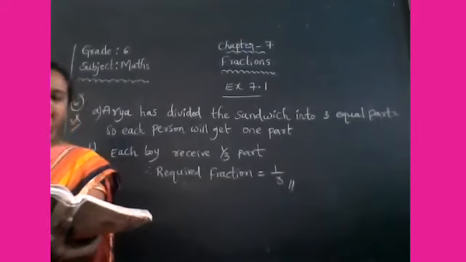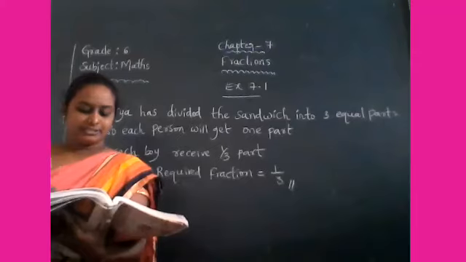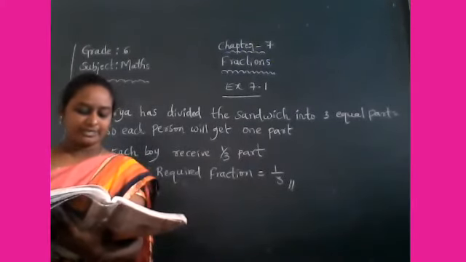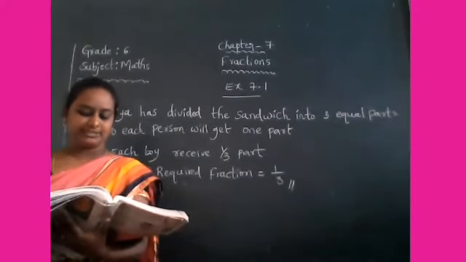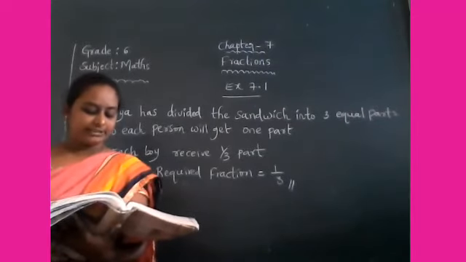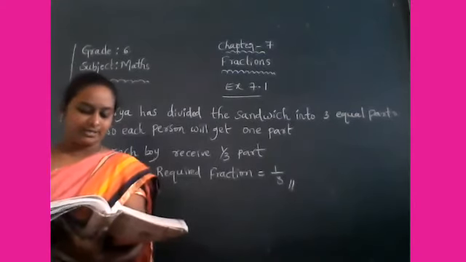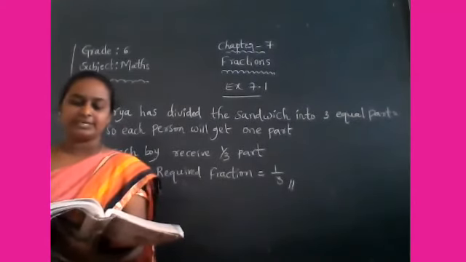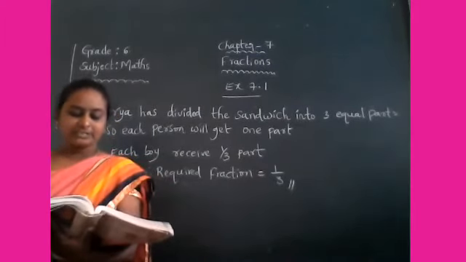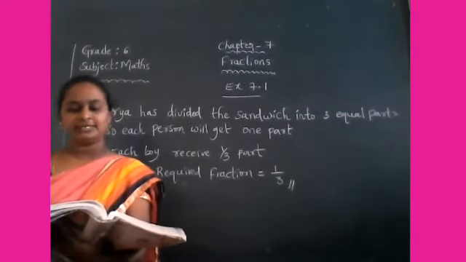Seventh one. Kanchan dyes dresses. She had to dye 30 dresses. She has so far finished 20 dresses. What fraction of dresses has she finished? Listen carefully. She had to dye 30 dresses, but she has so far finished 20 dresses. So how to write this in the form of a fraction? Very good, 20 by 30.